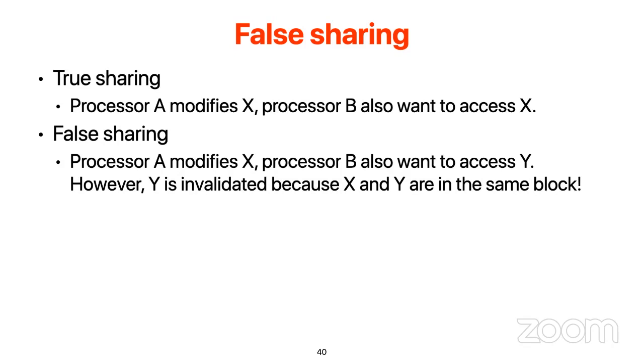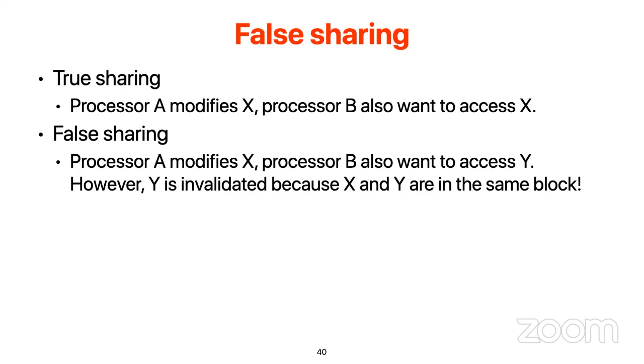Harris, do you have a question? Yes, I do. So in regards to false sharing, there can also be situations where processor A modifies both X and Y, like everything in that block is modified due to some process. Would that still be false sharing? Would that qualify as true sharing? That will be true sharing. False sharing is where X and Y are in the same block, only X changes, but because X changed and they're both in the same block, Y is now invalidated. Okay, thank you. All right.